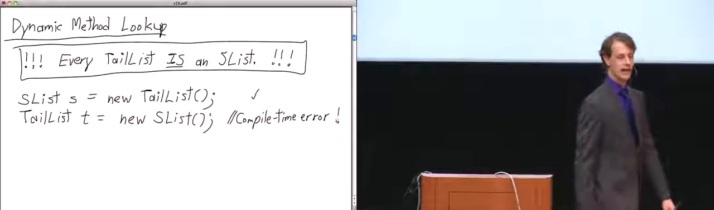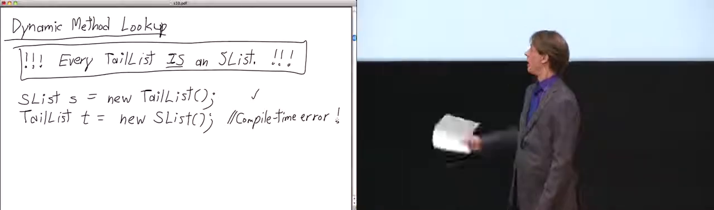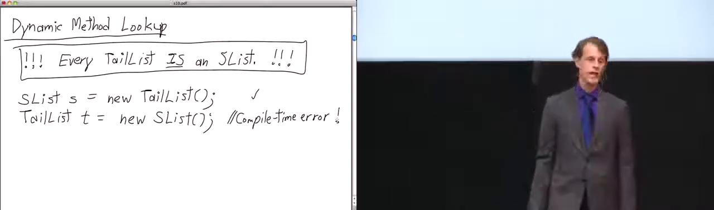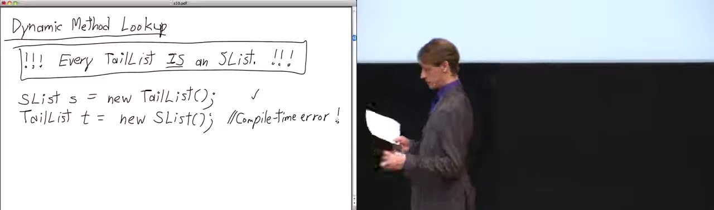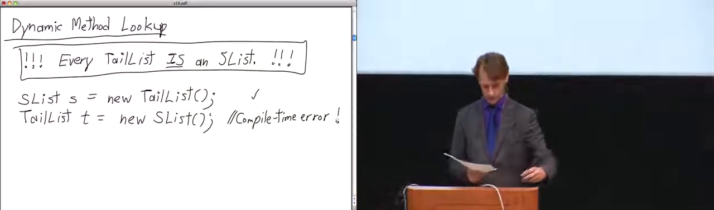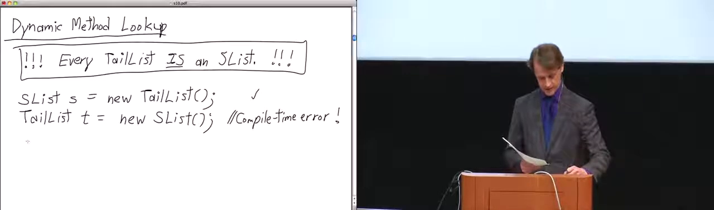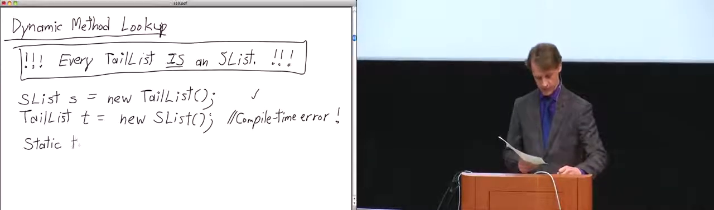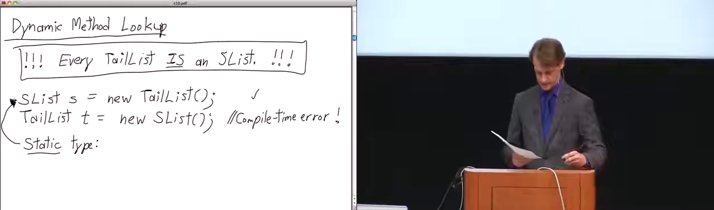And you can't compile that line of code. So we're going to have to differentiate between two different types of a variable. So memorize the following two definitions because they're going to be really important to much of the things we do in this class. We can talk about the static type of S. And the static type of S is what we declared it to be, SList.